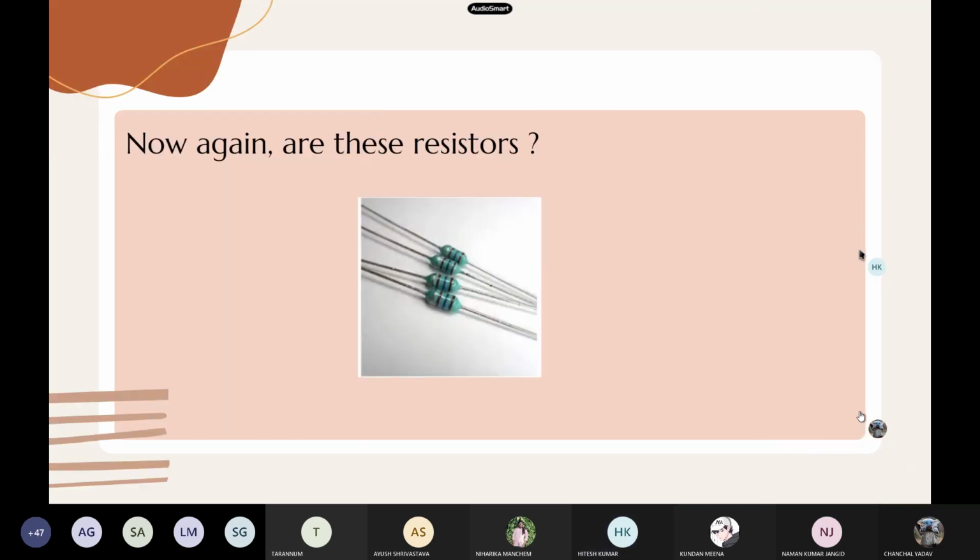Now look at this picture. What are these? Are these resistors? Anyone? Are these resistors?